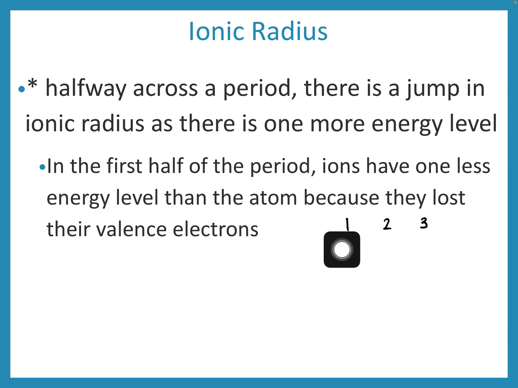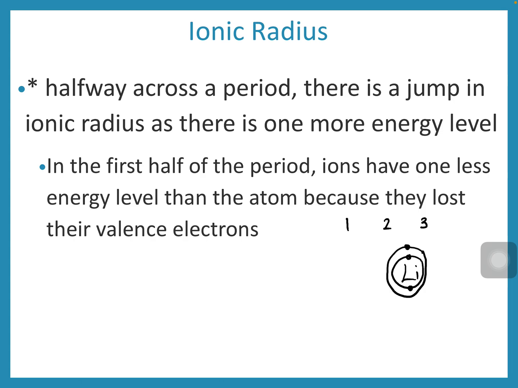And so anything in group 1 is more likely to lose 1 electron than to gain 7. So when something in group 1 loses that 1 electron, this was the valence shell. The electron from there is gone, so it has 1 less shell than the atom for that element. So if we pick lithium, for example, which has 1 layer of electrons and then the valence shell.